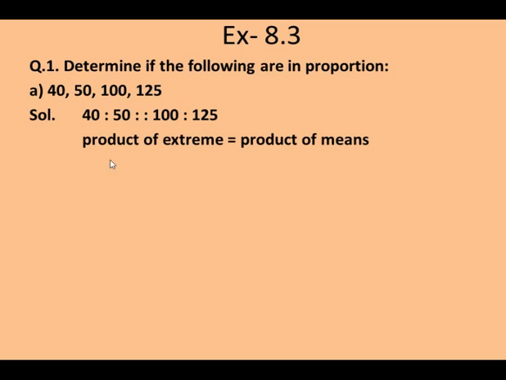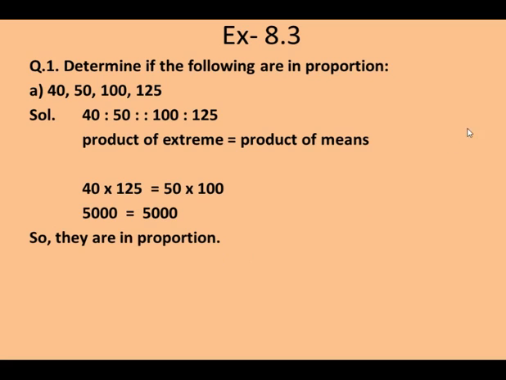So we know that product of extremes is equal to product of means. Therefore 40 into 125 will be equal to 50 into 100. So 5000 is equal to 5000. So we have got equal values, therefore they are in proportion.